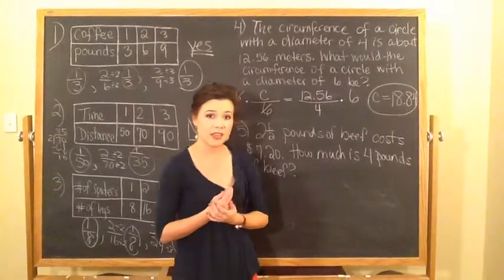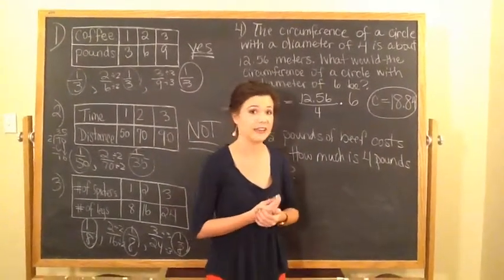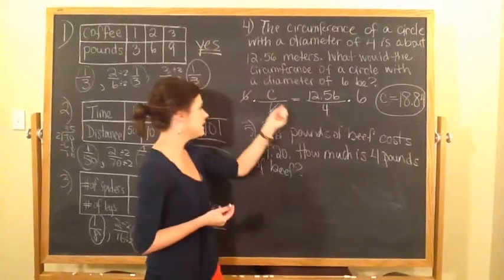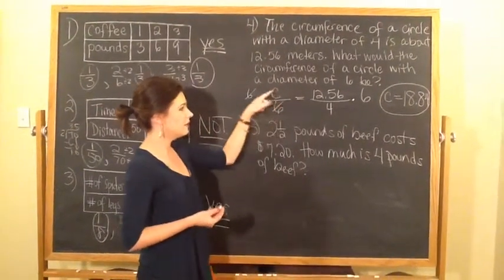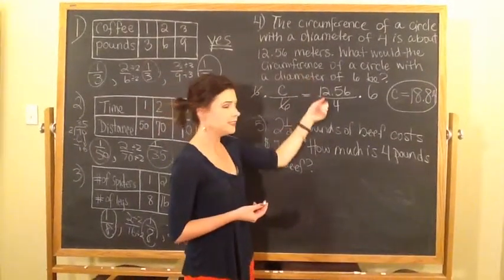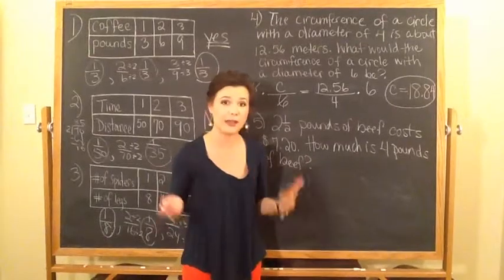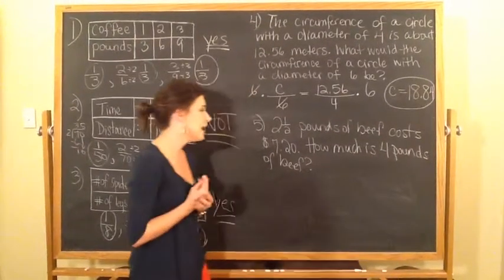Now the good thing is that you don't have to just guess that that's the answer. You can check it. If you want to check it, you can put it back in for c. So 18.84 divided by 6, and you could do 12.56 divided by 4, and you should get the same number because they should be proportional or balanced. All right, let's go ahead and look at number 5.